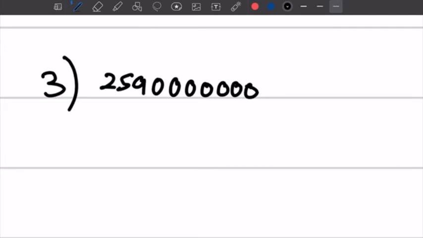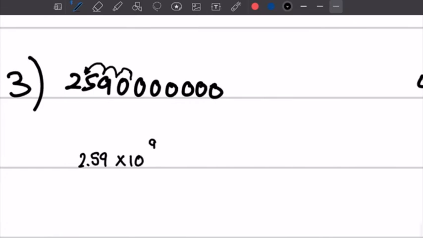So here you have a decimal point here. So you have 1, 2, 3, 4, 5, 6, 7, 8. Oh god. Okay, we're going to do that again. But it was 6. Say from here is 6, 7, 8, and 9. So now that you move the decimal point between 2 and 5, you get 2.59 times 10 to the power of 9 because you moved it 9 times.